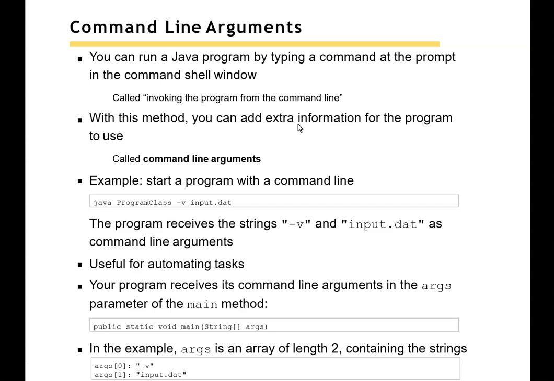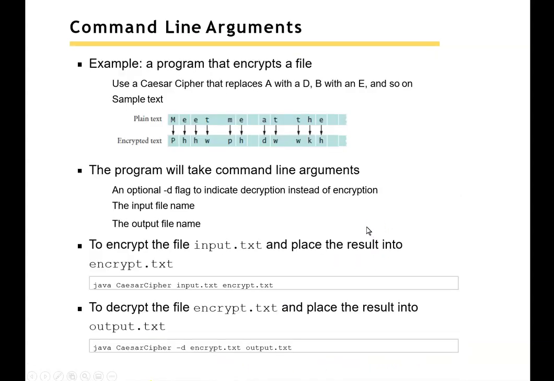So you can start a program, for example, java, which is the keyword to run the Java interpreter, program class -v input.dat. The program receives the strings -v and input.dat as command line arguments, and you can use this to build automated tools. Your program receives its command line parameters in the args parameter of the main. We've been passing these in, but haven't been using them. In the example, args is an array of 2 containing the strings -v and input.dat.